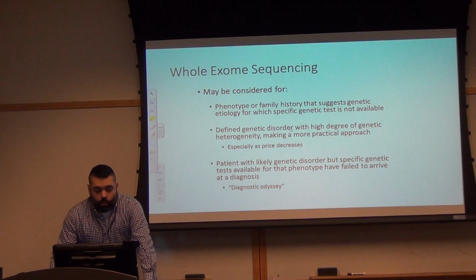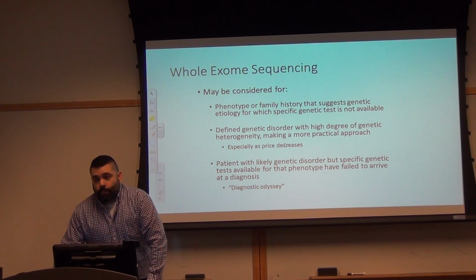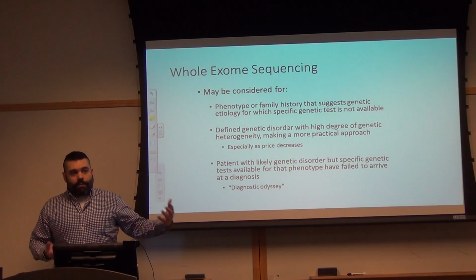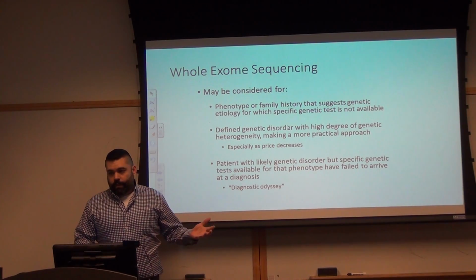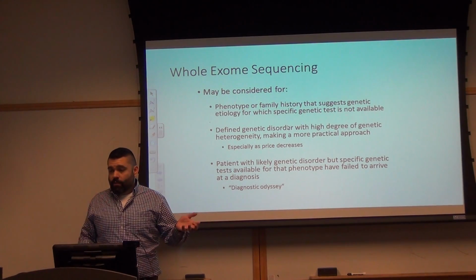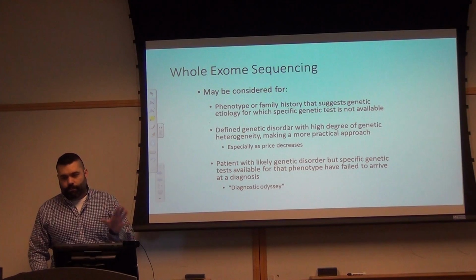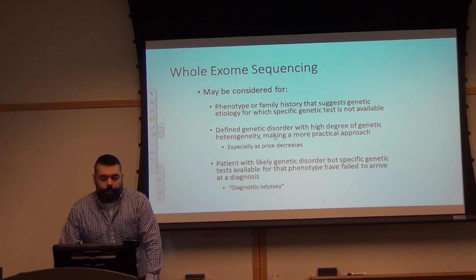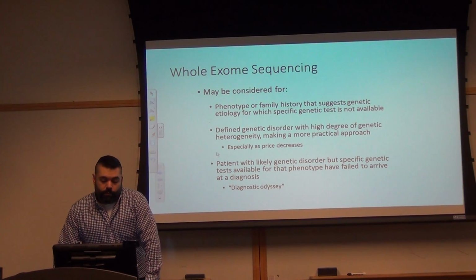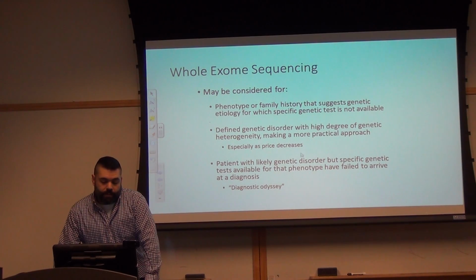A defined genetic disorder with a high degree of genetic heterogeneity, making it a more practical approach, especially as the price decreases. So instead of doing a panel of 172 hearing loss genes, maybe you throw an exome at it. That's a bad example, because for hearing loss, you do a panel. This is especially true as the price decreases. And then this is the important one.